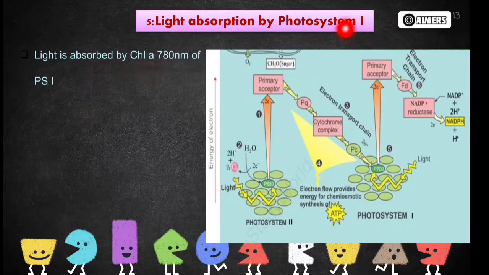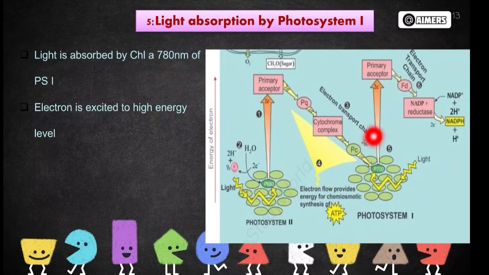Now look here, the first step is light energy is absorbed by the chlorophyll A. Now this is photosystem I, so the maximum range is 780 nanometer. Then the electron is excited to the high energy level, and the excited electron is accepted by the primary electron acceptor.